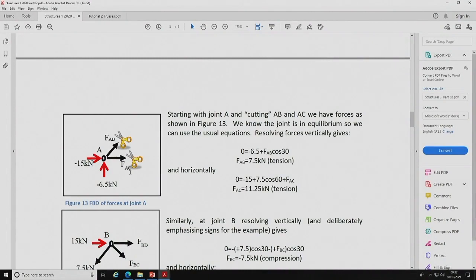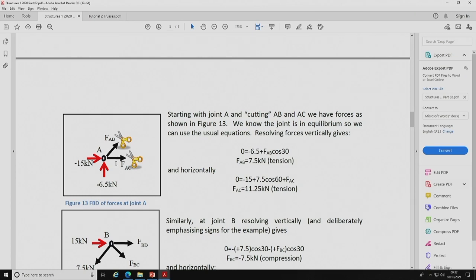And this FAB and FAC, I'm assuming these are a pull type of force. Now, what do we have now? How do we find out the forces in these two members? We'll use equilibrium equations.